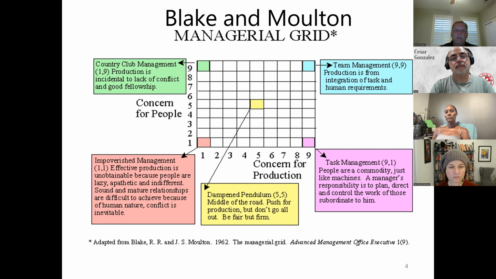Then the yellow cell in the middle is a dampened pendulum. It's kind of that middle of the road. You push for production, you don't go all out. You push for good relationships, but you don't go all out. You kind of really try and balance the two. You're fair, yet you are firm as a leader or a manager.